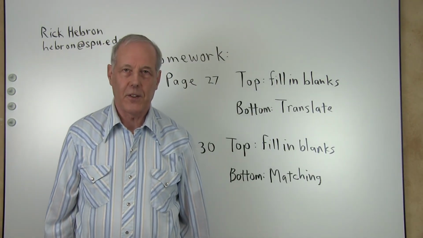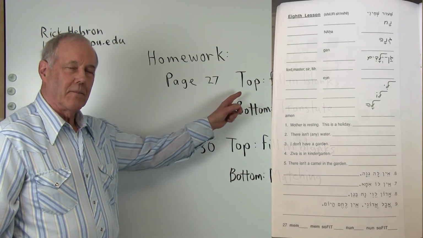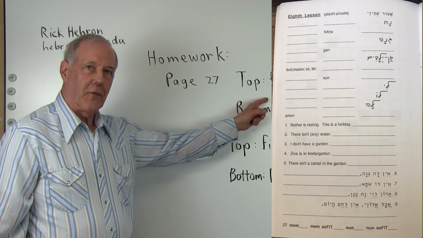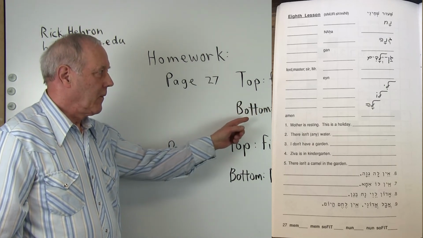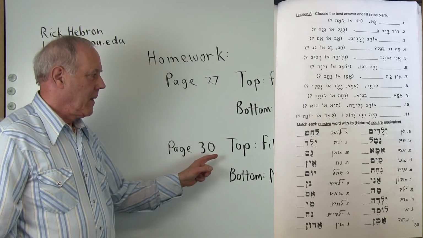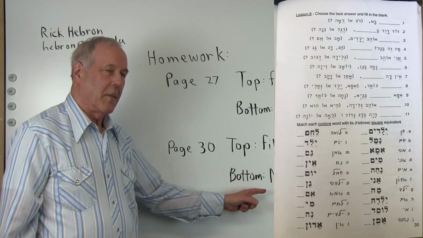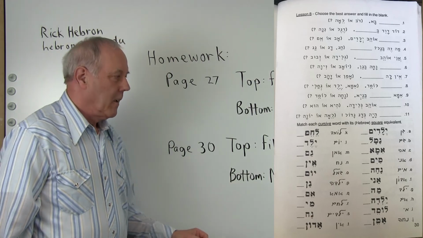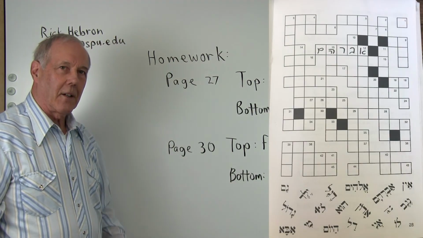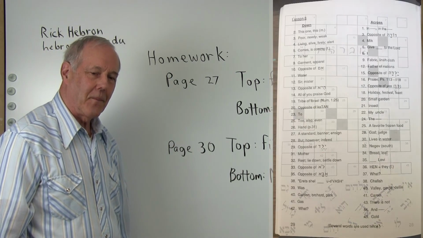Your homework for this session, go to page 27. On the top of the page, fill in the blanks. For the bottom, translate. Page 30, in the top, fill in the blanks. At the bottom, there's matching. Pages 28 and 29, there's a crossword puzzle. You can do it if you want. Have fun with it.